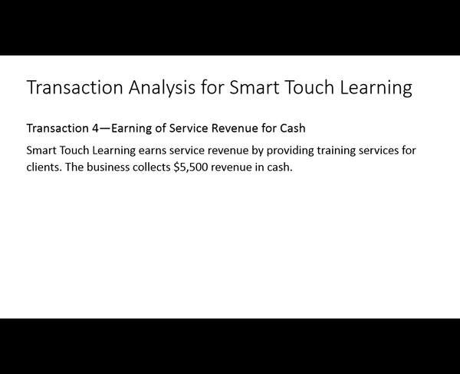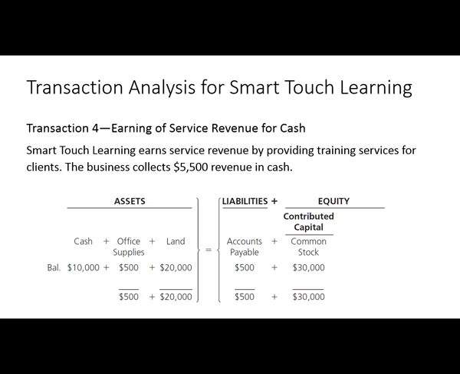Now we've earned some revenue. We've earned service revenue by providing services. We collect the cash immediately. Here's where we were before this transaction. And obviously you can see that we've added cash at $5,500. And then we're going to add to the other side of the accounting equation in equity, service revenues.